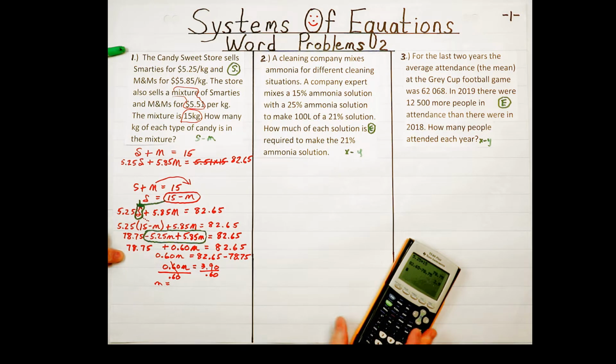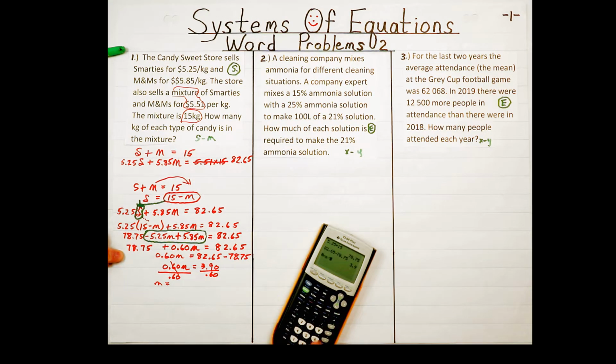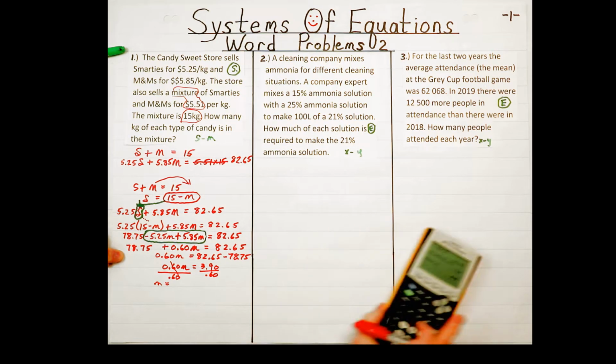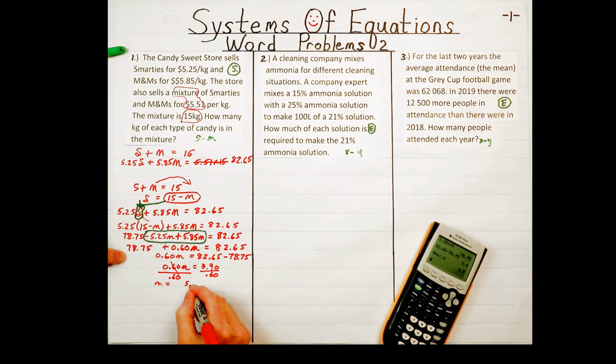M is equal to, divide by decimal 6. Okay, so m is 6.5. 6.5. All right, there we go.